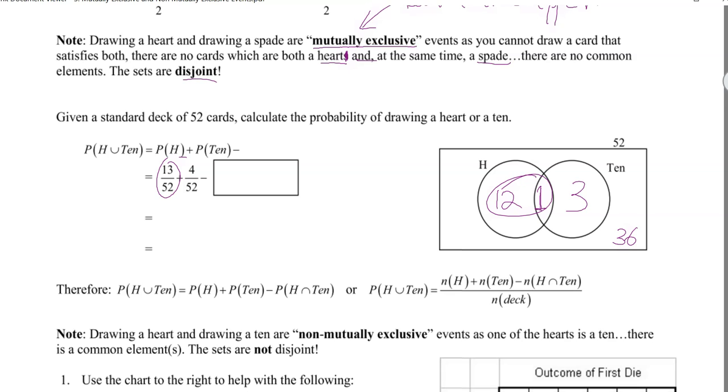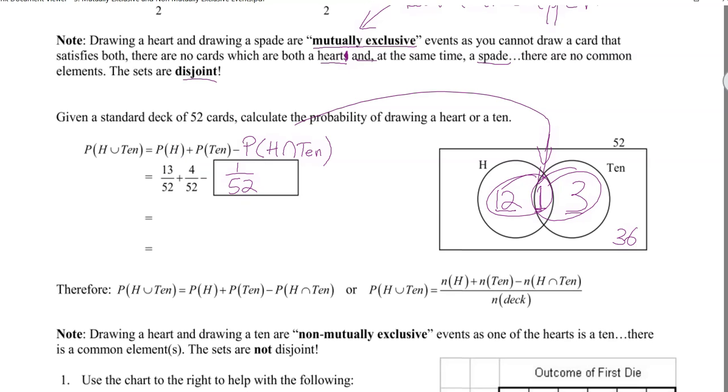The probability of a 10 is 4 out of 52, these 4. But if we do that, we count these, right? We're going to say 13 and 4 is 17 cards, which could be a heart or a 10. But in reality, there are 16 cards. So from that, we have to subtract this one card, which has been counted twice, which is the probability of a heart and a 10, right? The intersection. So minus 1 out of 52, right? There is one of the 52 cards which is the 10 of hearts.